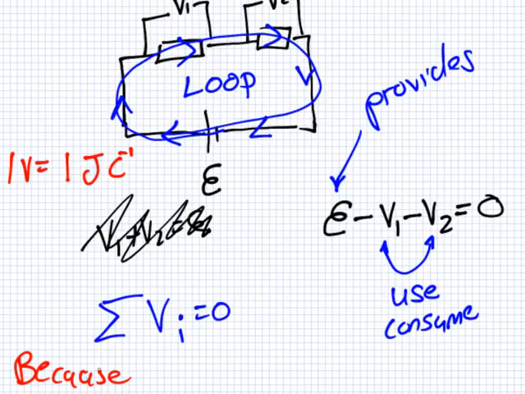So this is the reason the voltage must equal 0: because energy is conserved.